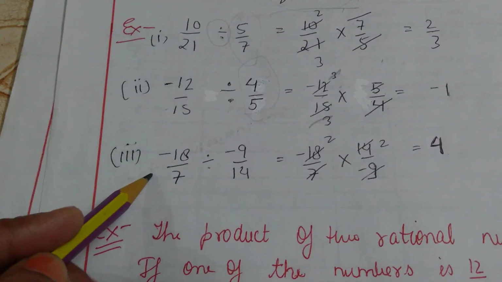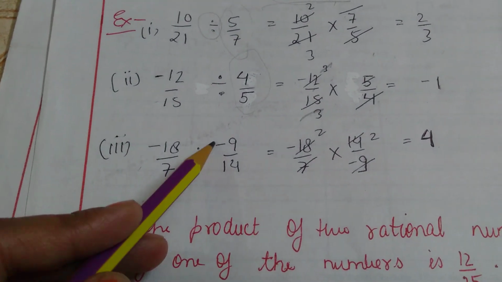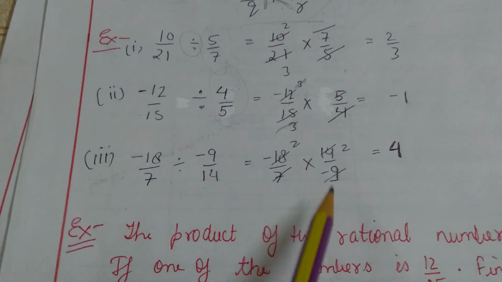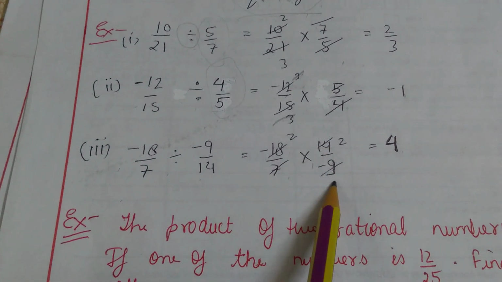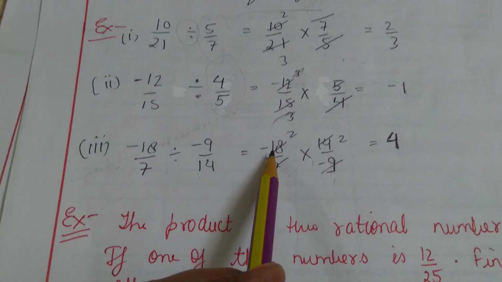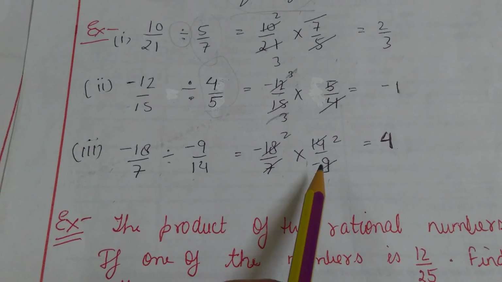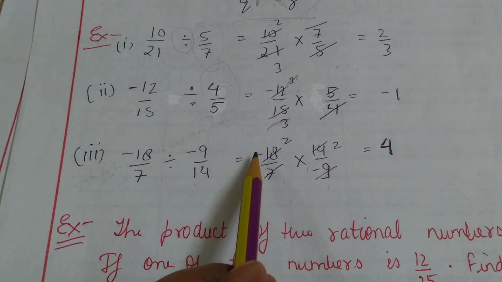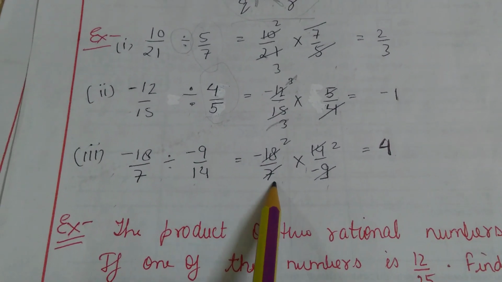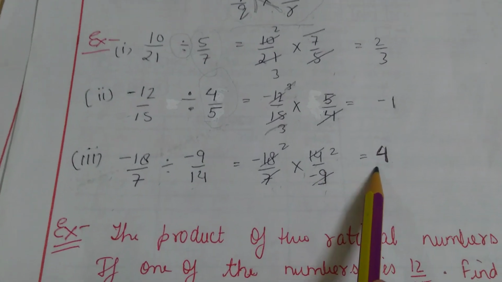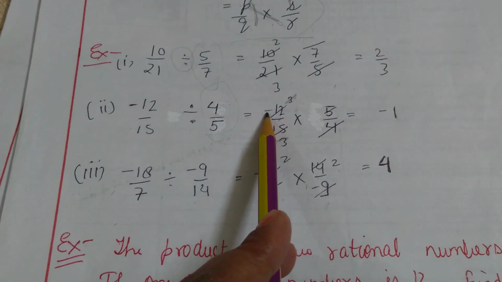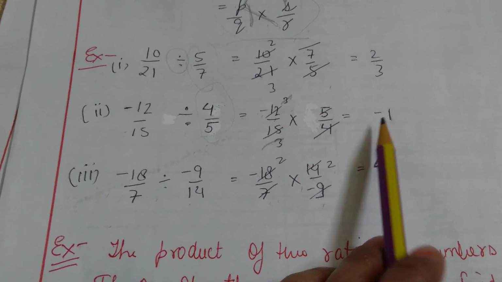Third part: minus 18/7 divided by minus 9/14. We can write it like this: minus 18/7 into 14/minus 9. We will simplify. We will get 2, 7 and 14. We will get 2. Two negative signs are there, so the answer will be positive. One negative sign was there, so we will get a minus sign.